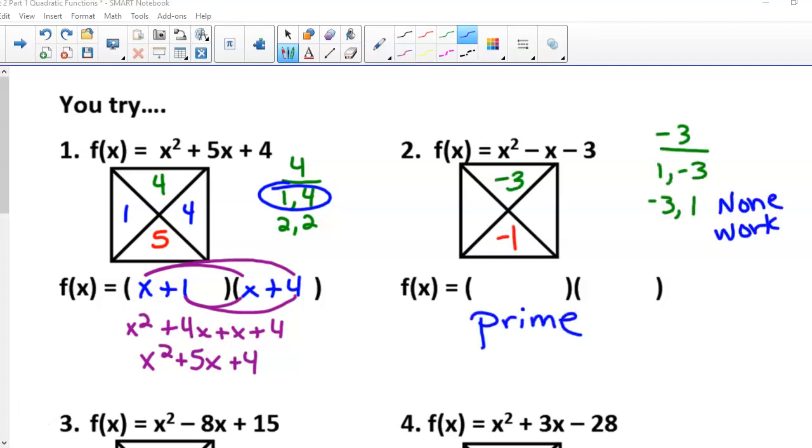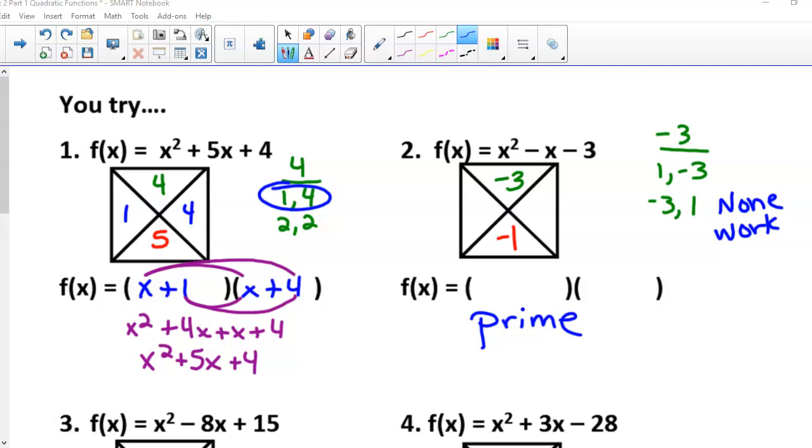Okay, so hopefully with number 2, you went through all the steps and you looked at the factors of -3, which are 1 and -3 and -3 and 1, and you found that none of them are going to add up to -1. If you know that you have exhausted all of the possible factors of that constant and none of them are going to add up to that middle term, that is what we call prime. It is a prime quadratic function or polynomial because it cannot be factored.